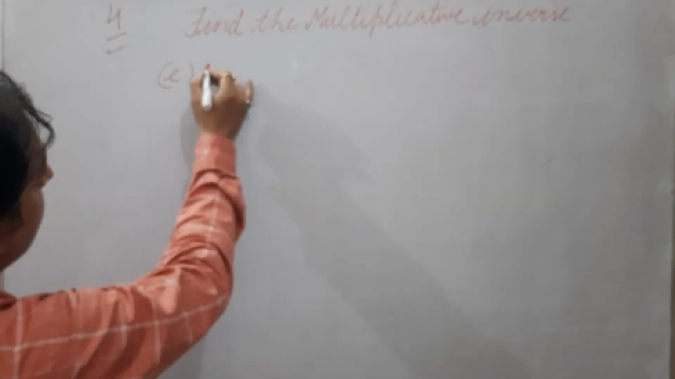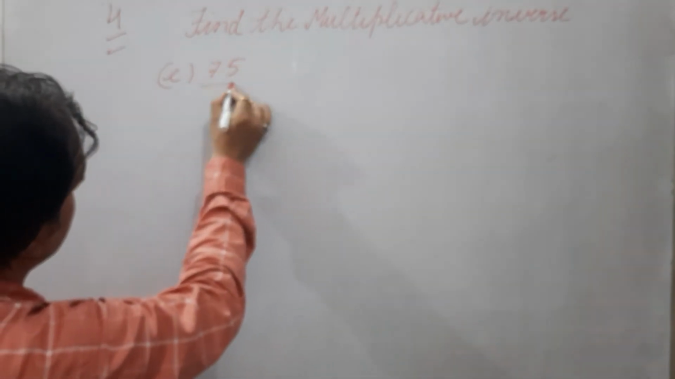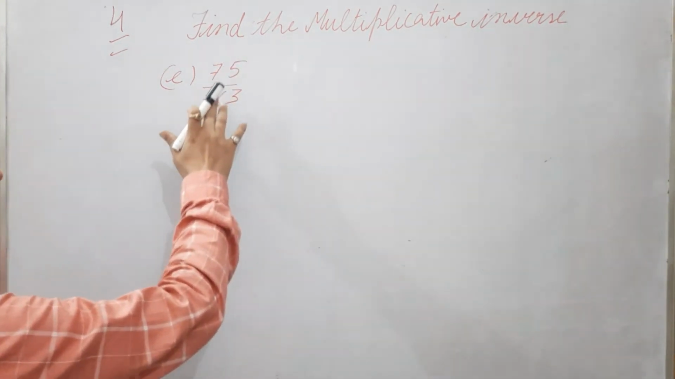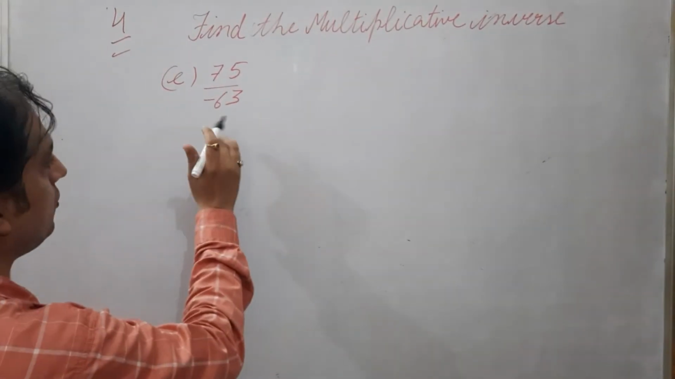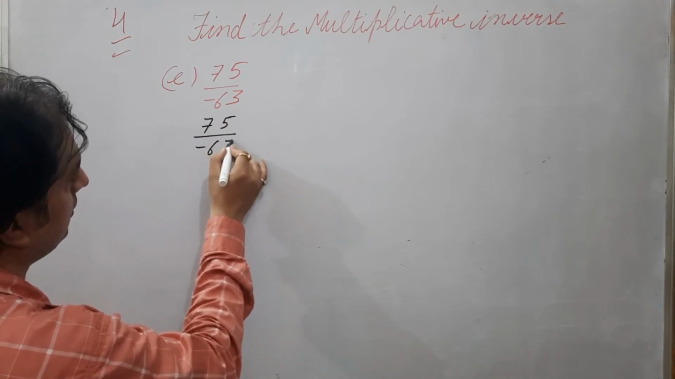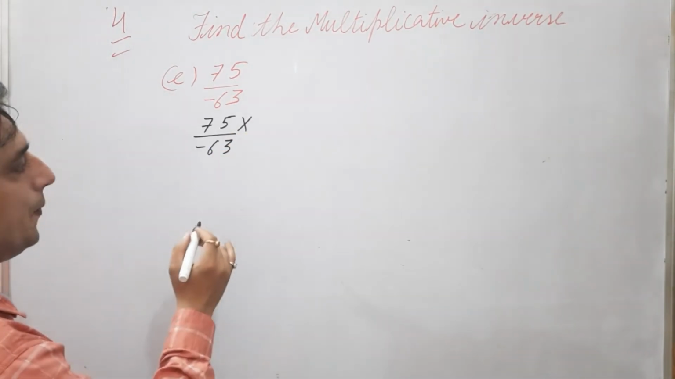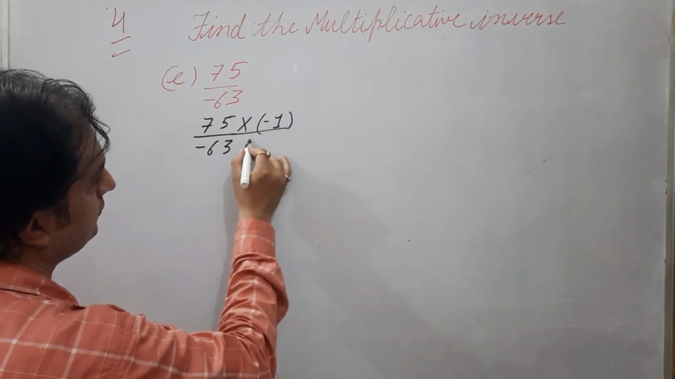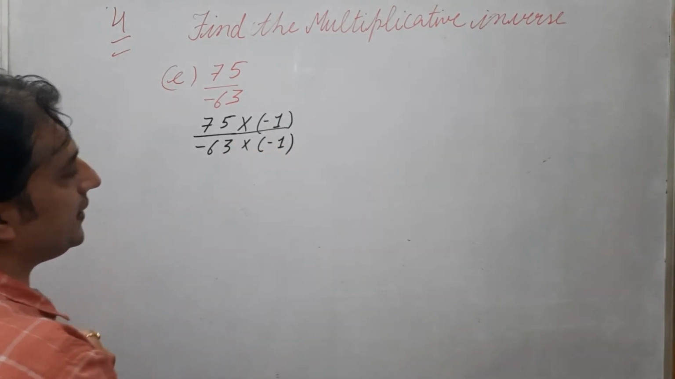Next is part e: 75 upon minus 63, right? First express the rational number 75 upon minus 63 with a positive denominator. With a positive denominator, what will we do? We will multiply the numerator and the denominator by minus 1 to make the denominator positive.